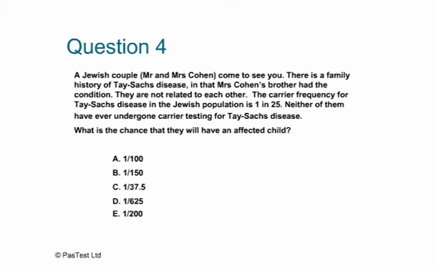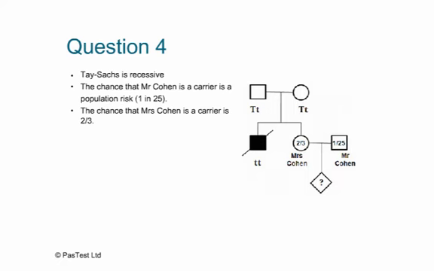So, we know that Tay-Sachs is a recessive condition, and we know that Mr. Cohen has a carrier population risk, which we've been told is 1 in 25. Mrs. Cohen is the sibling of an affected individual with a recessive condition, which means that both of her parents must be carriers, but Mrs. Cohen, because she's a healthy adult, is clearly not affected. Therefore, her risk is 2 out of 3.